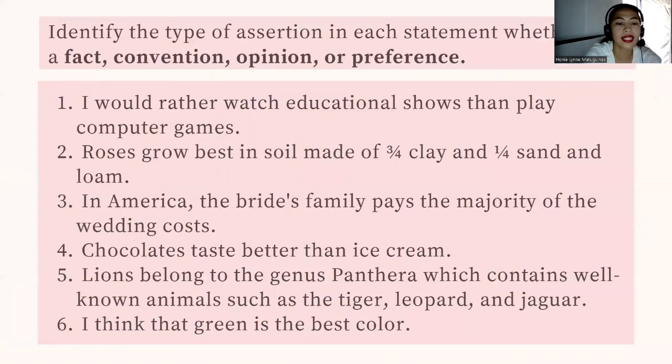Now try this and answer the following. Identify them as a fact, convention, opinion, or preference.